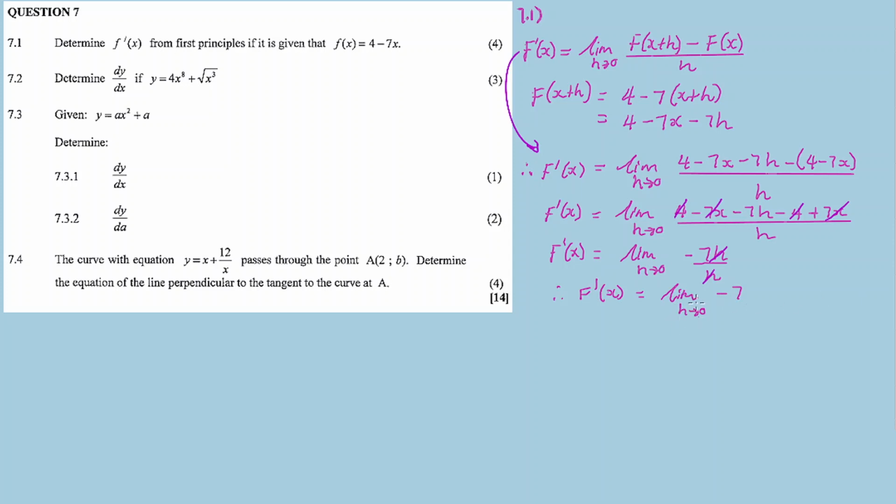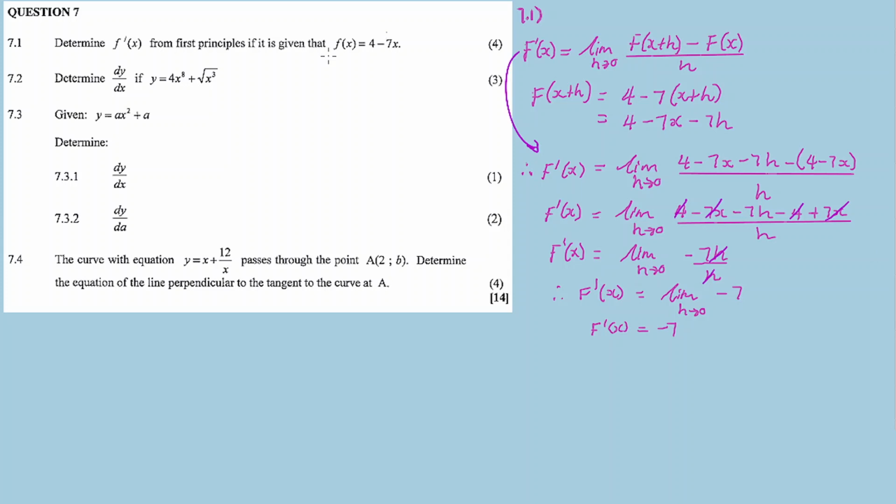And then I have to substitute h equal to 0. You don't substitute h equal to 0 before cancelling. Don't substitute h here, meanwhile your h is still in the denominator. You substitute after doing the cancellation. So since here there's no h, there's no way to substitute. It means that the answer here too is negative 7, right?